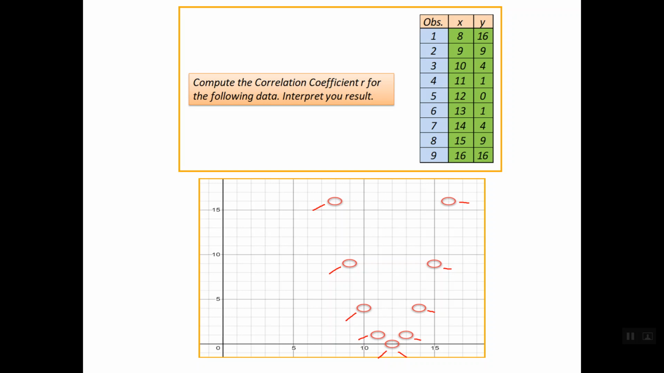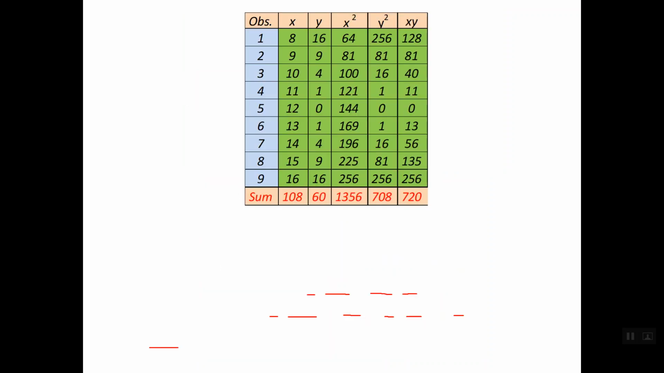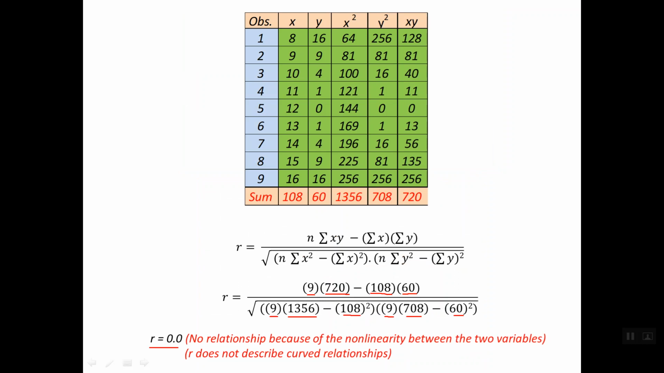So the calculated value of the correlation coefficient becomes 0 simply because we don't have a linear relationship between the two variables. We have a curve relationship. So this is why we get this value of r. So we have no relationship, of course, because of the non-linearity between the two variables, which means in general we can conclude that r does not describe curved relationships.